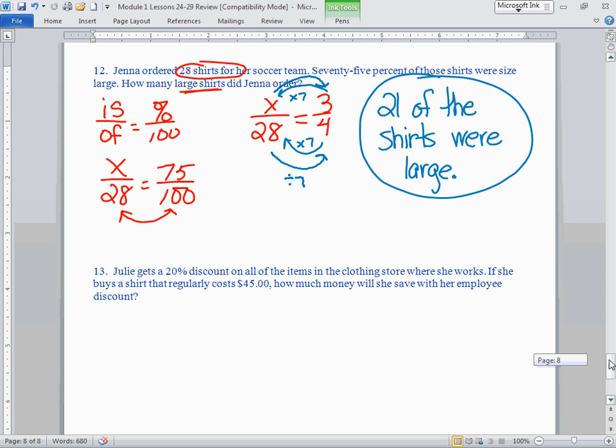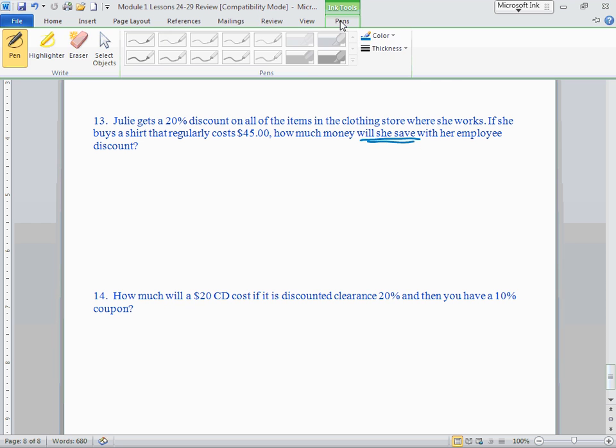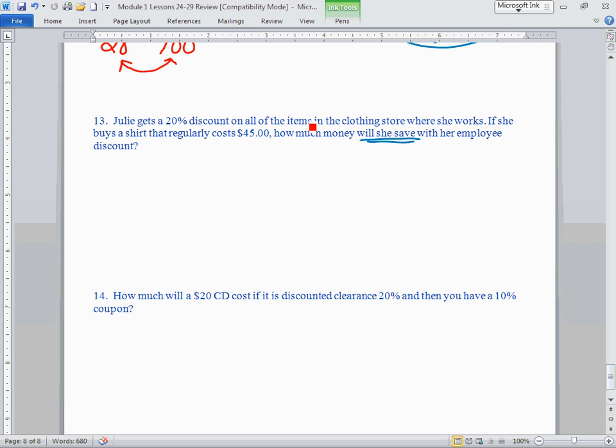Okay? She gets a 20% discount on all of the items in the clothing store where she works. If she buys a shirt that is regularly $45, how much money will she save? So we're trying to find just how much she saves, not the new price or anything. So I start with this.